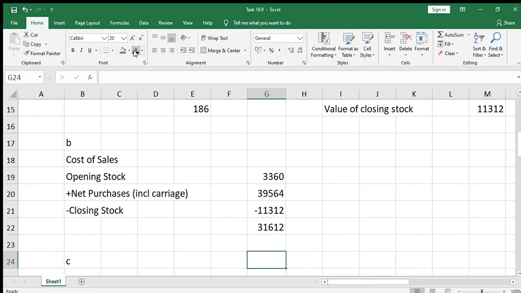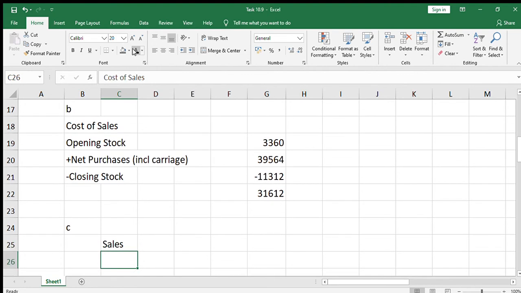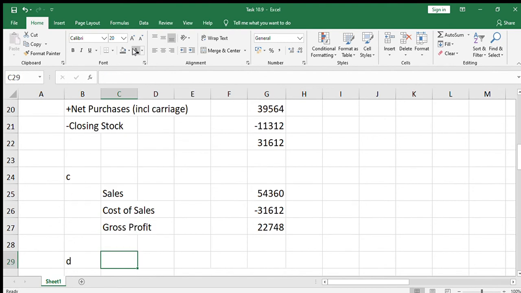Okay, and C, the gross profit. So you should know by now that we're calculating gross profit, sales minus cost of sales. Okay, so sales is 54,360. It's given to you in the table. Cost of sales we just calculated, but you're going to put it with a minus sign or brackets to get the gross profit of 22,748.